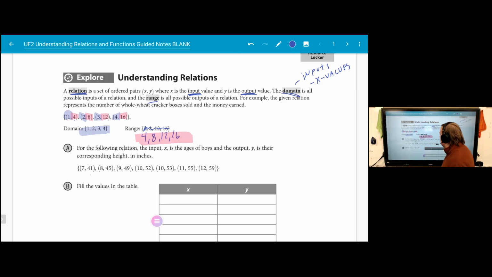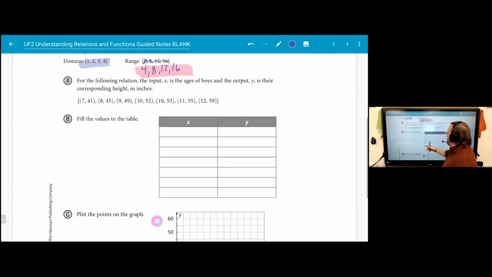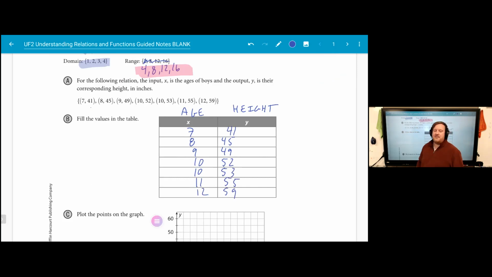But let's put this set in a table where the age is represented by X and the height is represented by Y. So I've got 7 and 41, 8 and 45, 9 and 49, 10 and 52, 10 and 53, 11 and 55, and also 12 and 59.